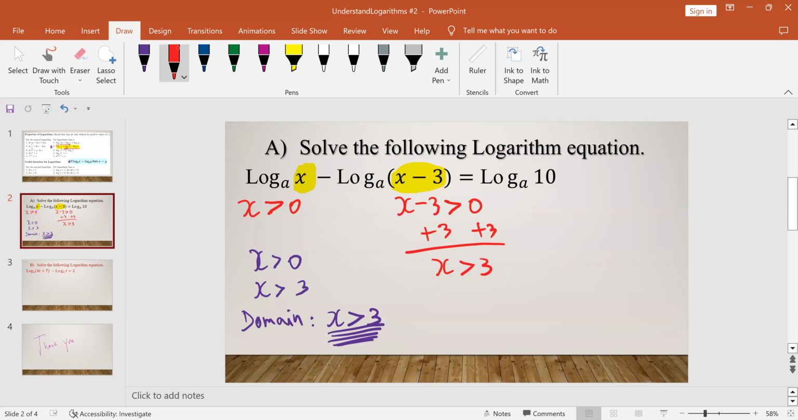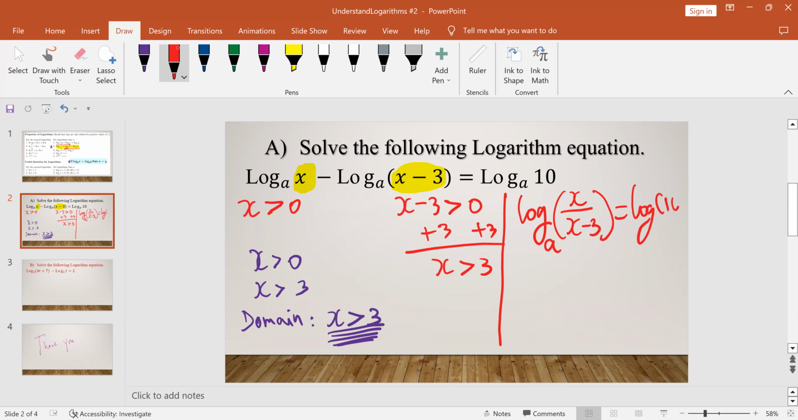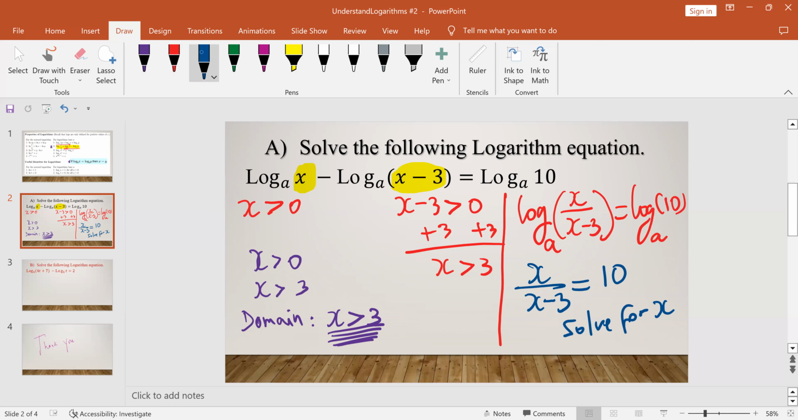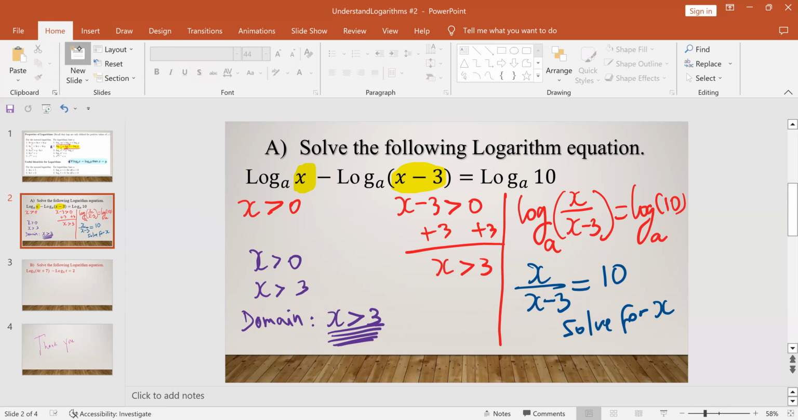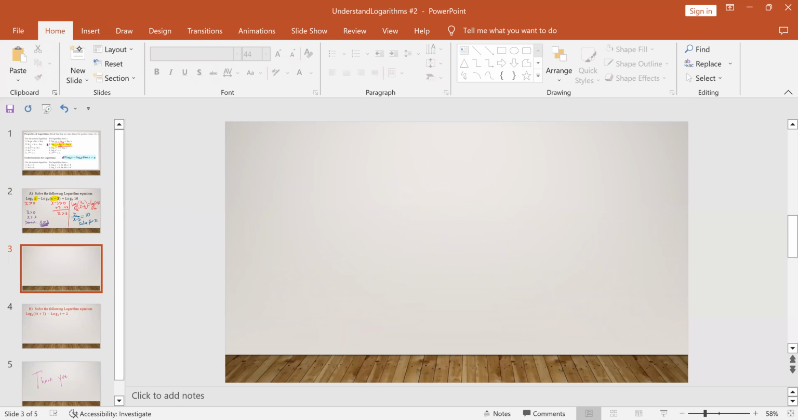That means the equation will become logarithm, so the base is a, of x divided by x minus 3 is equal to logarithm of 10 with base a. So we're going to have x over x minus 3 is equal to 10. And we're going to solve for x. Okay, let's go to another page and we continue.